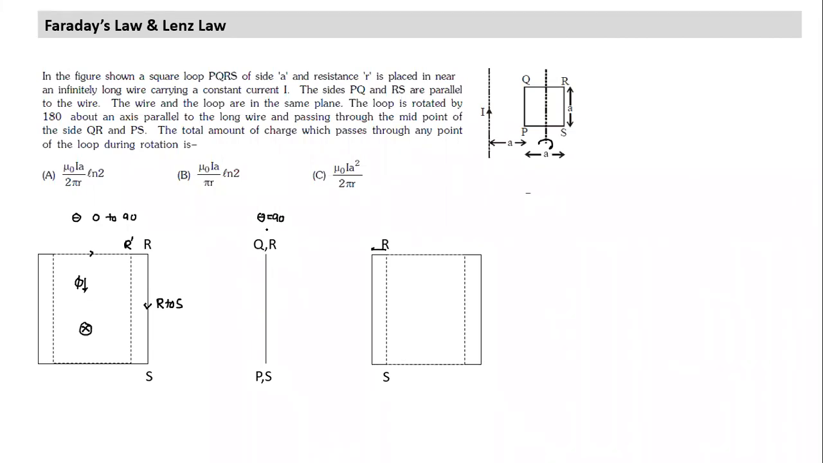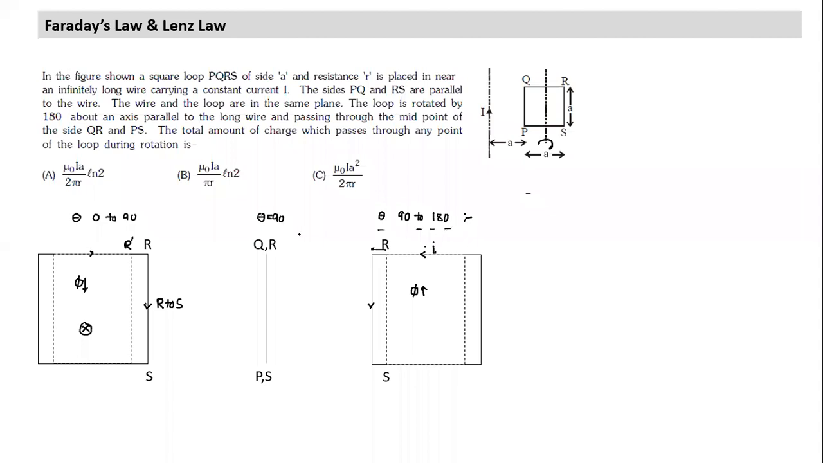I understood that after I rotate by 90 degrees, when theta is 90 to 180 degrees, R has come onto this side. Now what is happening? The flux is increasing. If the flux is increasing, the direction of current also will change. This becomes the direction of current. But what is the direction in which the charge is flowing? Charge is flowing from R to S. So as I rotate from 0 to 180 degrees, the direction of charge flow always remains the same. That's why we add it up.